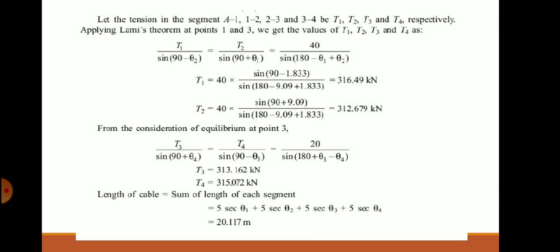In the next part, we will be solving some more numericals related to cables and some more forces that are coming in the cable. As of now, we will end the session.